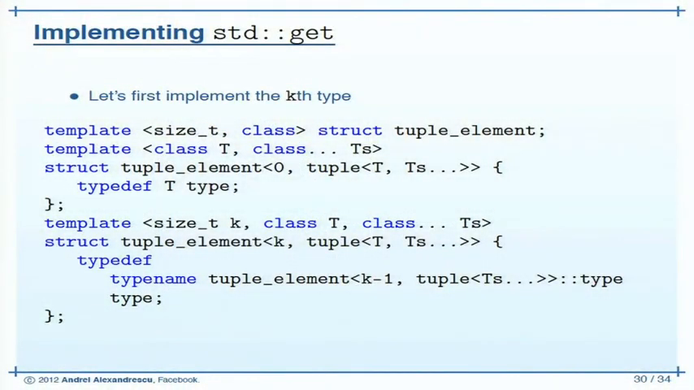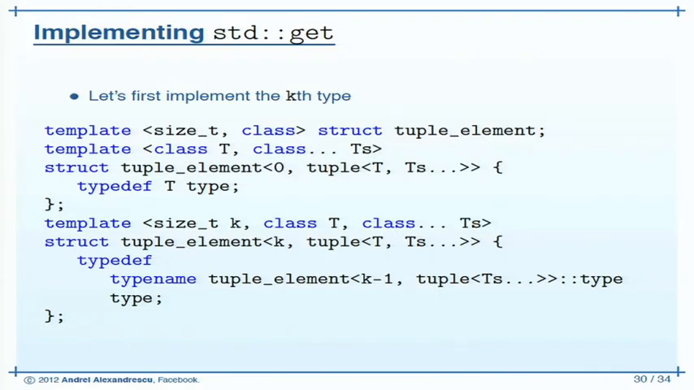So we say, well, template size_t and class, struct tuple_element. This is sort of the incomplete declaration. And then we say, well, template of head and tail, class T and class... Ts. And we go, well, tuple_element of 0 and the tuple, bingo, it's the first element, 0, right? Bam, we return it. It's the type here. We just type the filter symbolically.